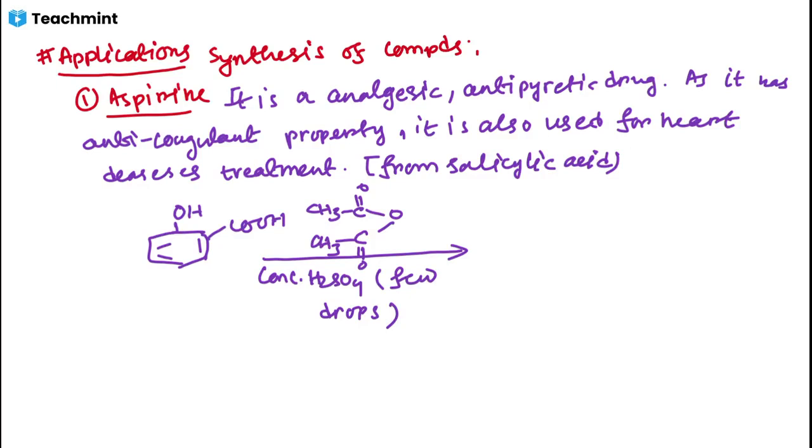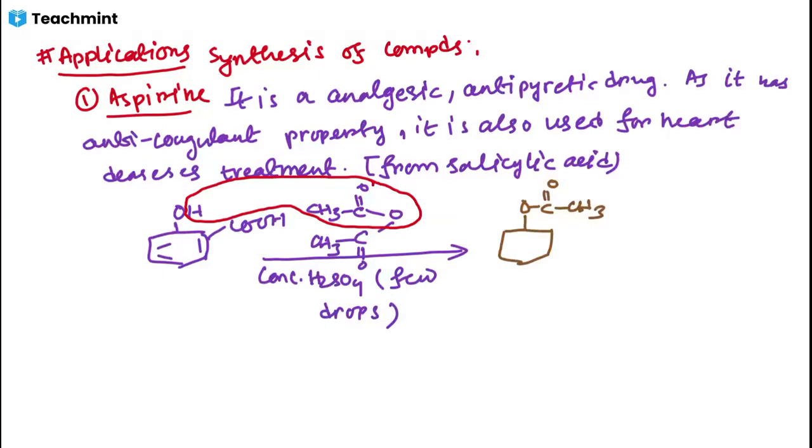This one, acetic acid, and we get the product. This is the phenolic OH group, acidic hydrogen group reaction. O CO CH3, COOH, and acetic acid as a byproduct.